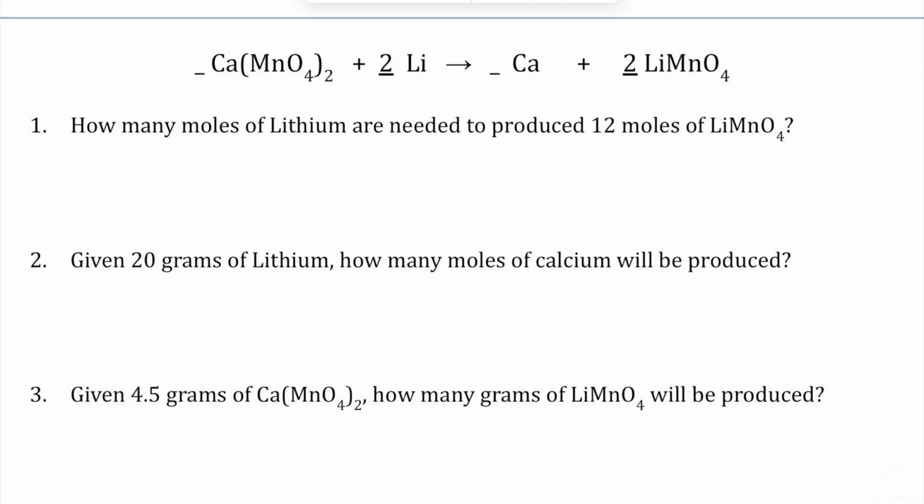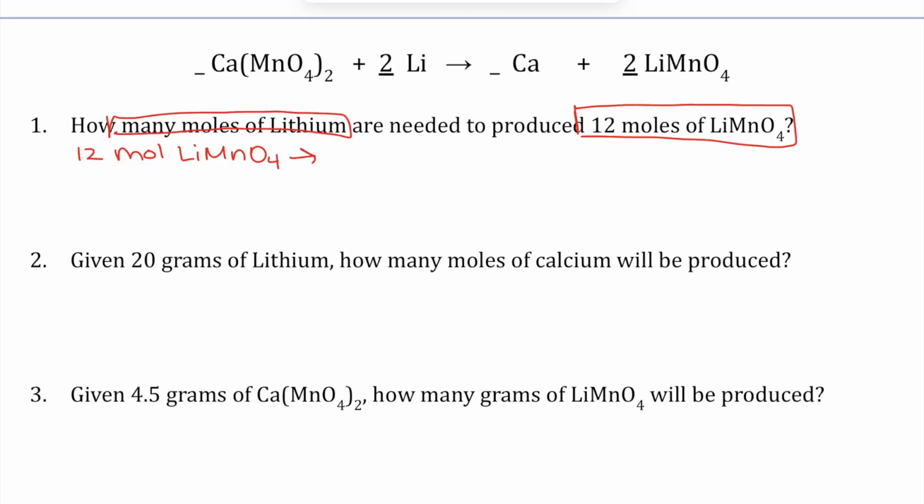All right, so we have a balanced chemical reaction, which is the first thing that we need if we're going to do a stoichiometry problem, so that we know the ratio of everything in our reaction. This first question asks, how many moles of lithium are needed to produce 12 moles of LiMnO4? As I'm looking at this, my given is moles of that lithium permanganate. So I've got 12 moles of LiMnO4. This is asking for moles of lithium.